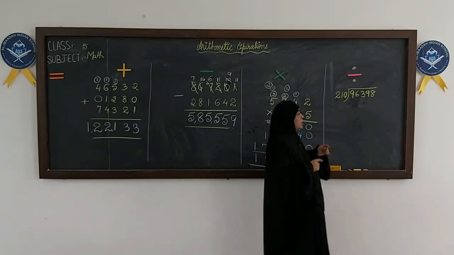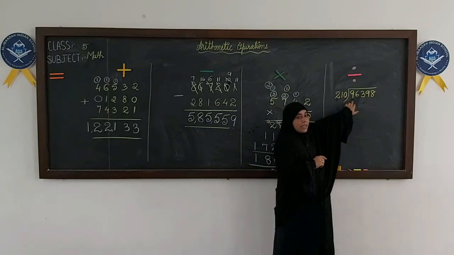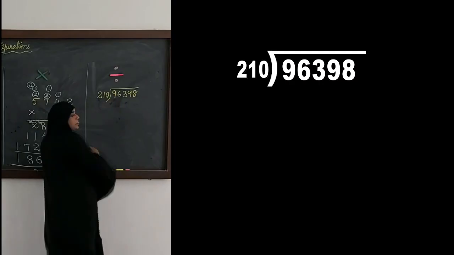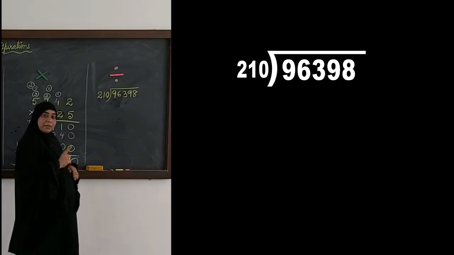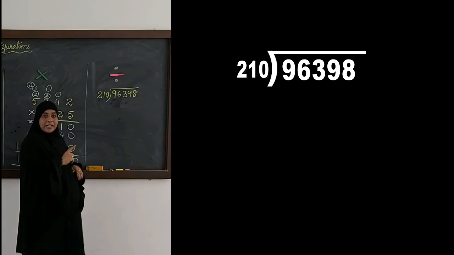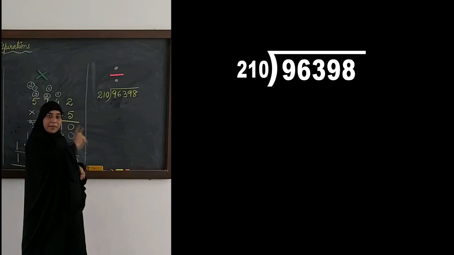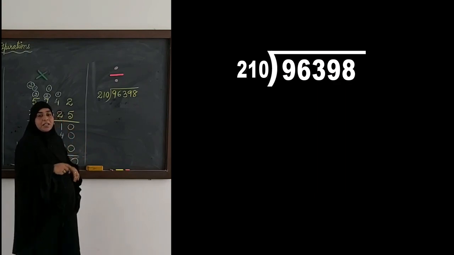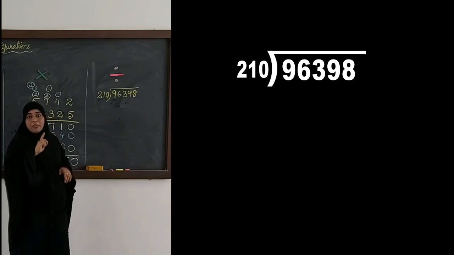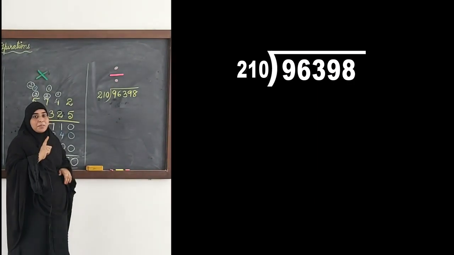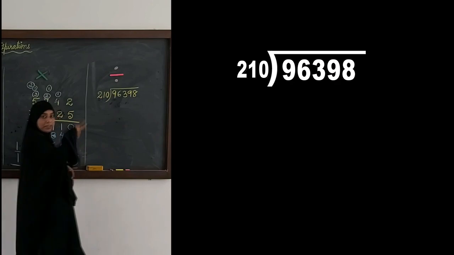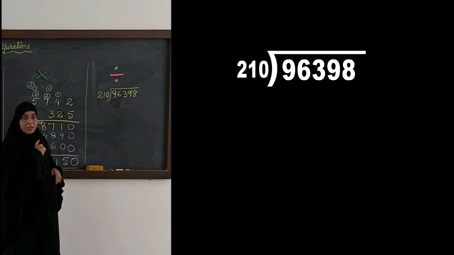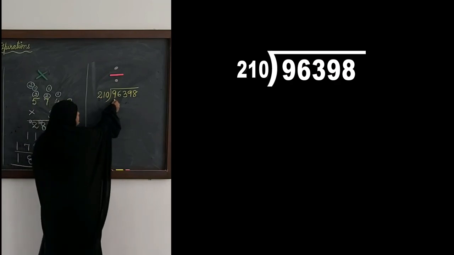So what we do? We start from the left side. Okay, left side. Children, we started addition from right side. We started subtraction from right side, ones place. We started multiplication also from ones place. But when we do the division, we don't start from ones place. That is the difference. Okay, always remember, division, we start from the greatest value, that is the left side of the number. Okay, so we have to start from here.